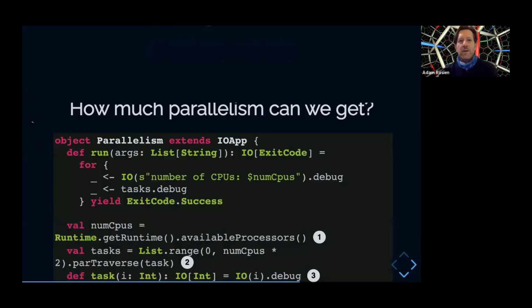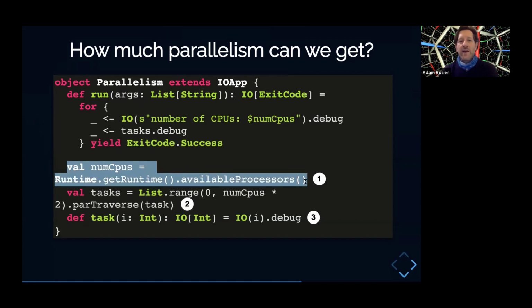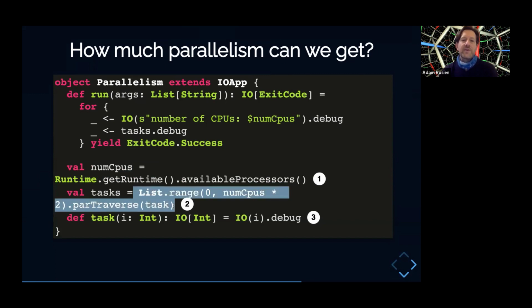How much parallelism can we really get? So if I write a little program, I figure out how many CPUs I have in my JVM, and then I do a parTraverse, and I give it more work than CPUs. So I'm going to produce twice as much work as I have CPUs. Let's see what happens and sort of debug our results.